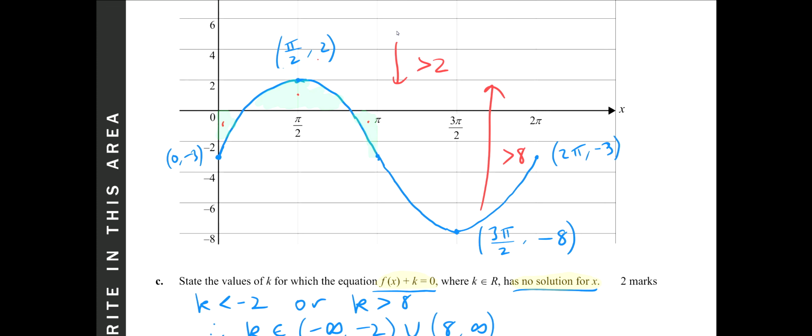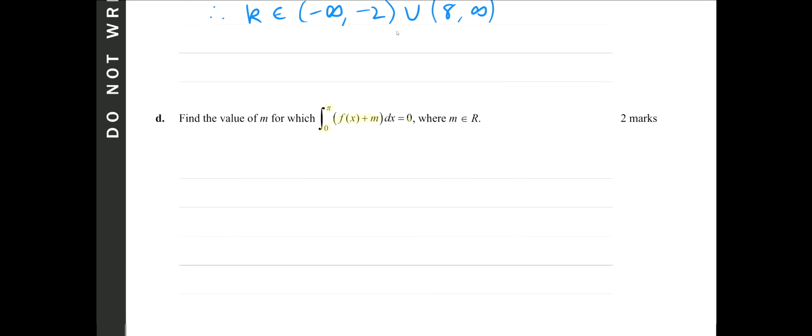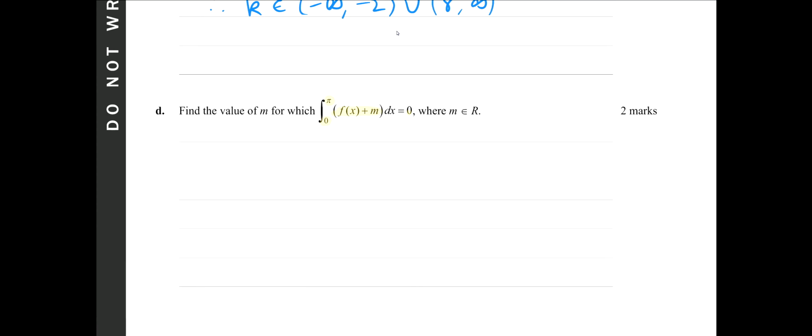Now, it's pretty much impossible to do this one visually. It would be useful if the integral was from 0 to 2 pi. In that case, the m value would just be 3, because then the graph would just simply do that, and then there would be an equal area above and below. However, in this case, it's only between 0 and pi, so there's a little bit more involved in that one. So, going back to the question, the only way to do this is just using calculus and algebra.